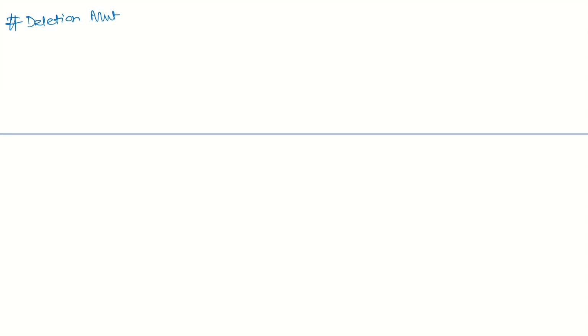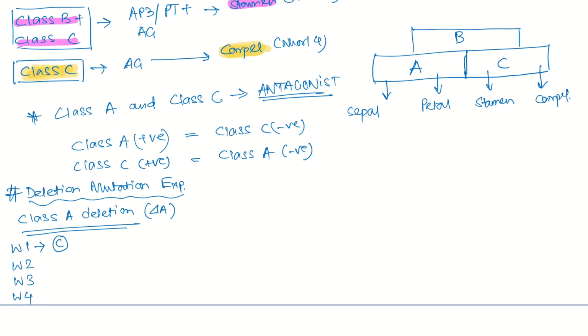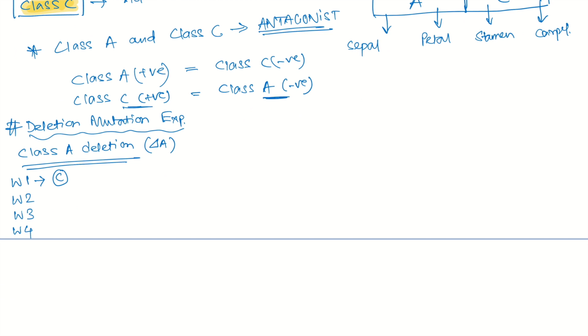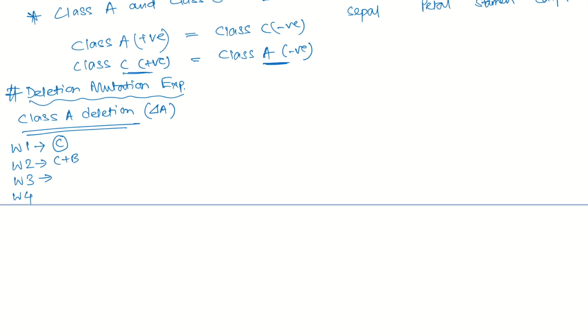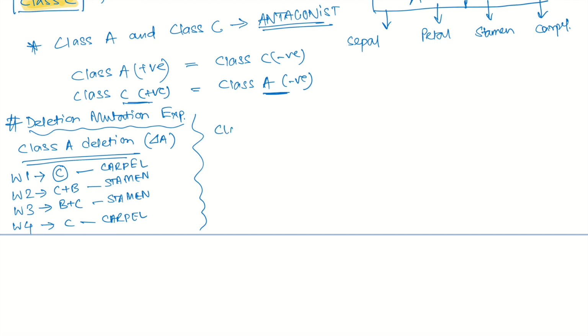And this is very important in studying deletion mutation experiment results. Let's say in the first case class A is deleted, and we are taking again whorl 1, whorl 2, whorl 3 and whorl 4. So in the first case, C will be there because class A is deleted, that means class C is present. In the second, instead of A plus B, there will be B plus C, and the rest will be the same. So whorl 1 will be carpel, 2 and 3 will be stamen, and whorl 4 will again be carpel.